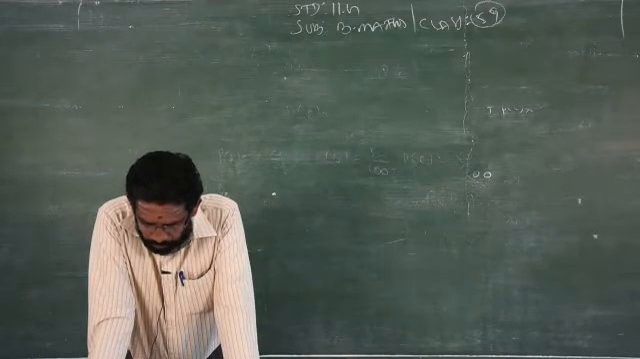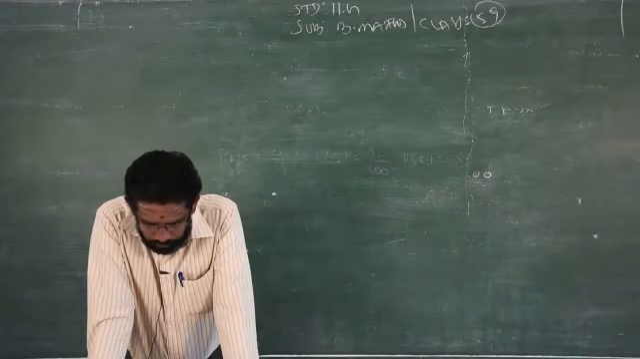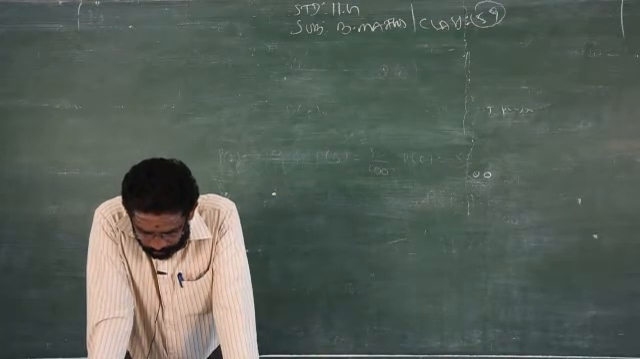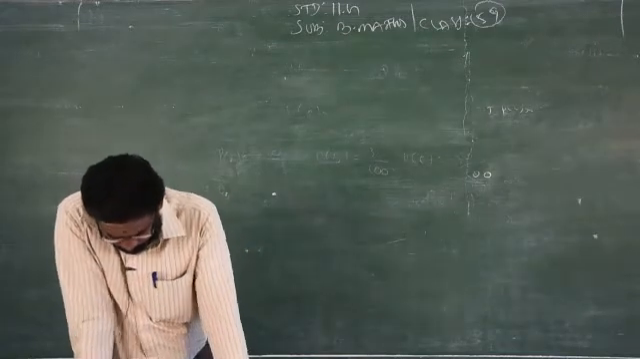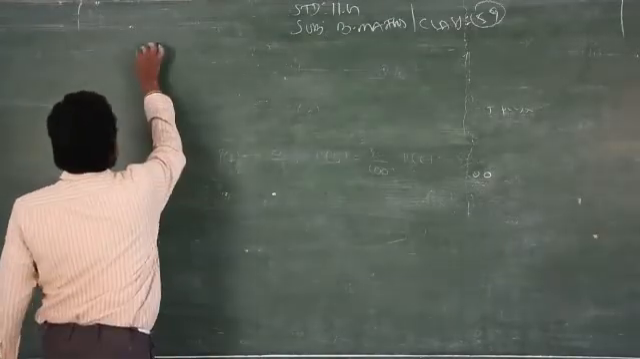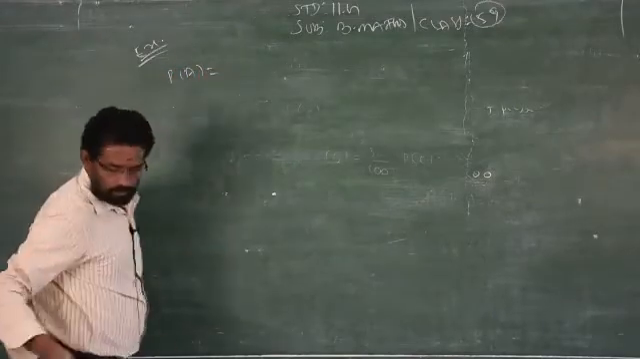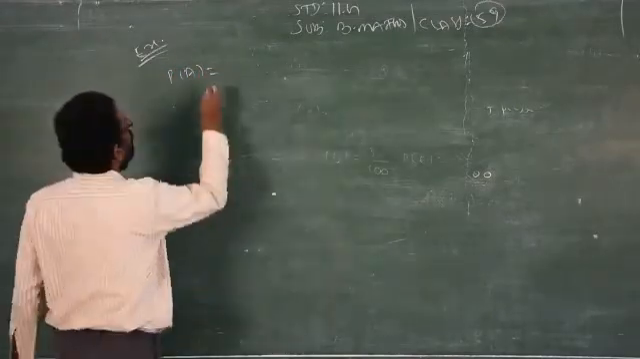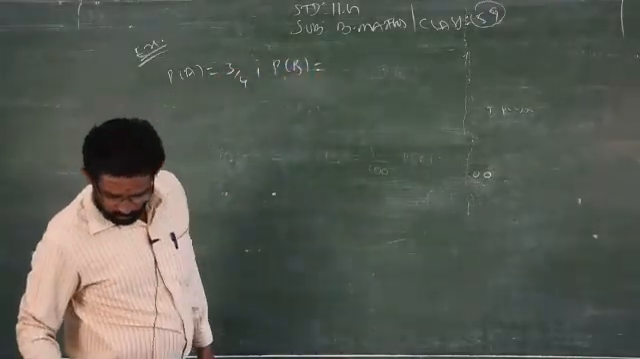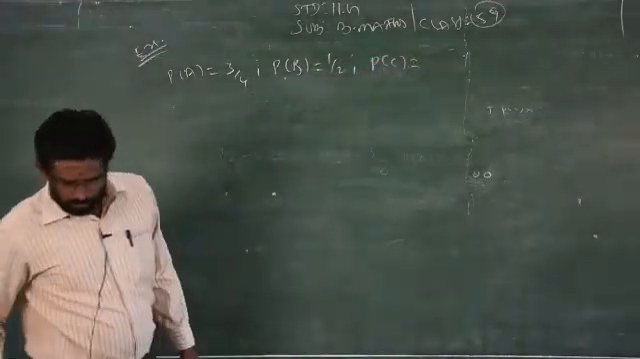In a shooting test, the probability of hitting the target is 3 by 4 for A, 1 by 2 for B and 2 by 3 for C. If all of them fire at the same target, calculate the probability that all the 3 hit the target. So you have to find out now, that is the example. P of A is given 3 by 4. P of B is 1 by 2. P of C is 2 by 3.